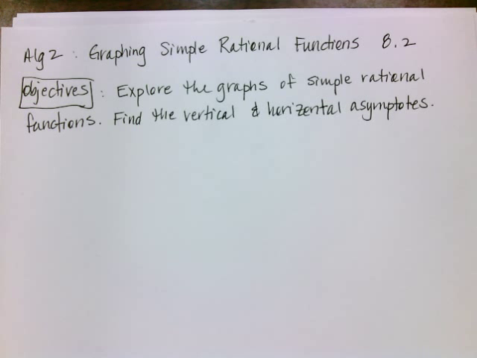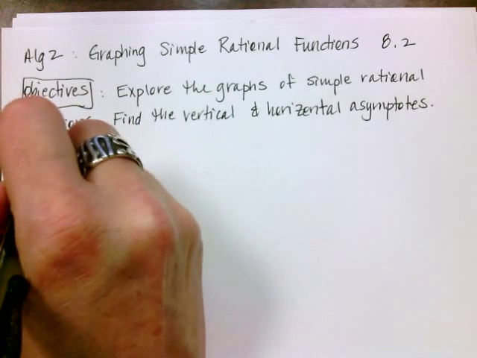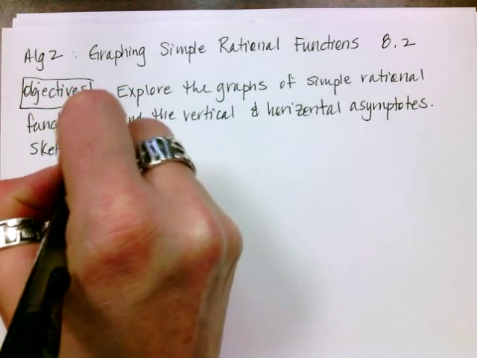Hello ladies and gentlemen, we're going to do 8.2 today. We're going to start graphing some simple rational expressions. We're going to explore their graphs, and then we're going to find the vertical and horizontal asymptotes, and then we're going to do some sketching by hand.